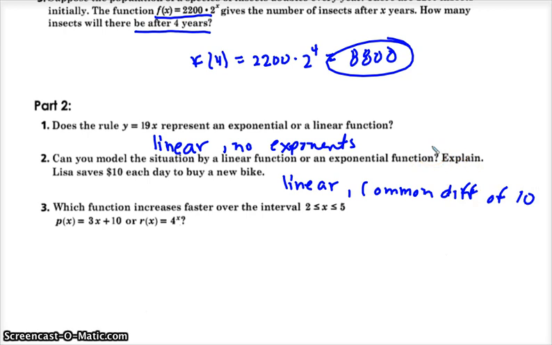And for question number 3, it says, which function increases faster over the interval from 2 to 5? And I'm given 2 functions. P of x here is linear, and R of x is exponential. I know that exponential functions increase quicker than linear functions, so R of x will increase quicker.